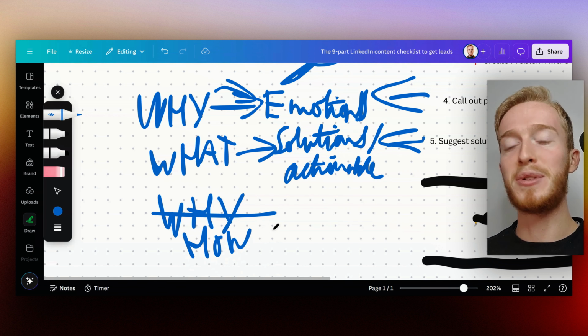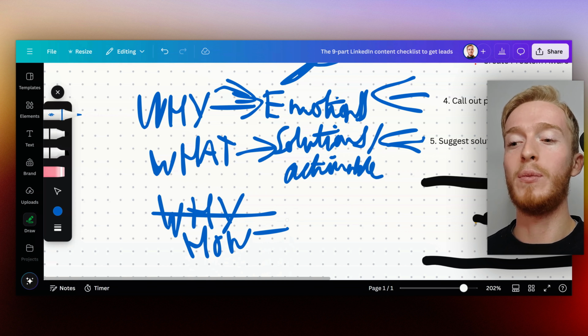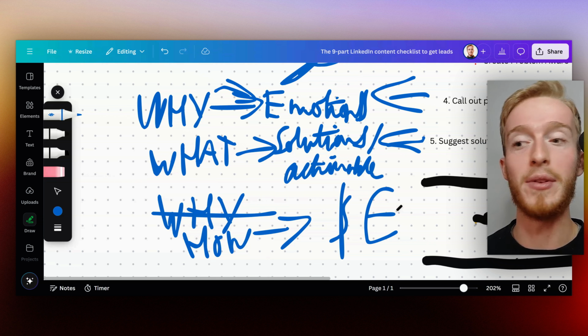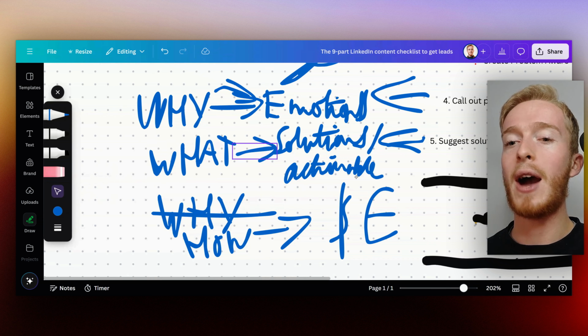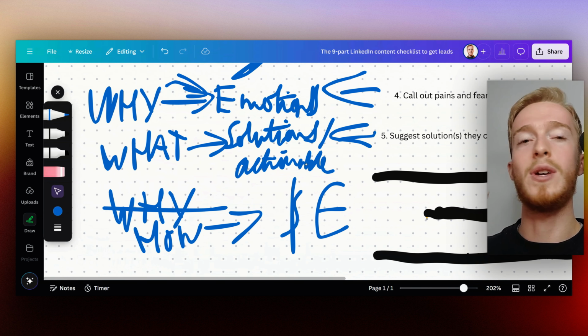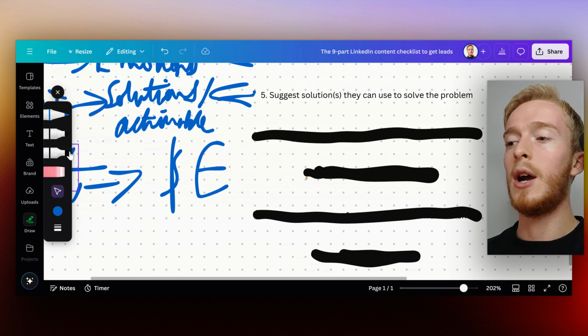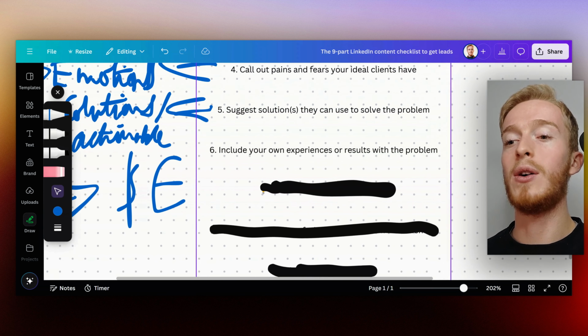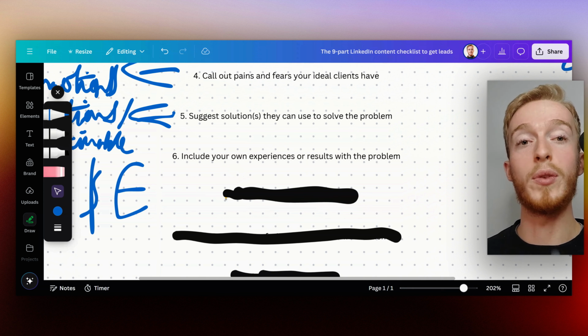That's the one. You'll then sell the how, which is essentially your money, or because I'm in the UK, I should probably do a pound sign. But that's essentially how that would go. But really, all you're trying to do is call out the why and the what when you're doing this content. And then lastly, what you can do as well is include your own experiences or results with the problem.